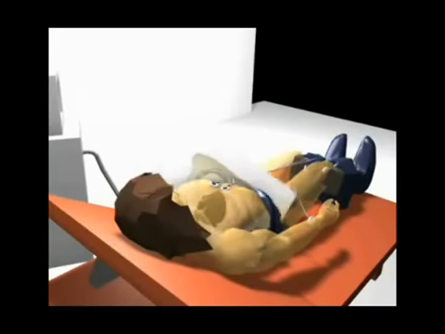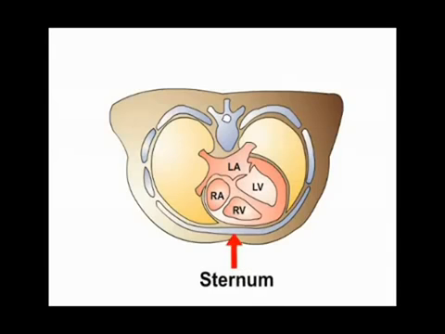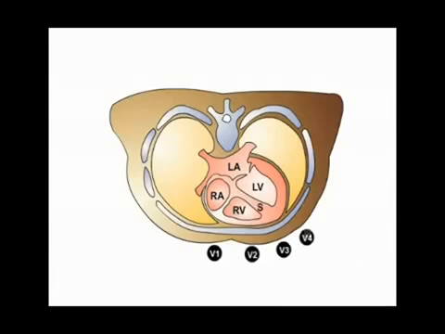As illustrated in this section through the thorax, the heart is positioned such that the right and left atria sit behind the ventricles at the back of the chest. Furthermore, the organ is rotated towards the left, so that the right ventricle lies anterior to the left, immediately behind the sternum. The 6 chest leads V1 to V6 examine the heart in this horizontal plane.